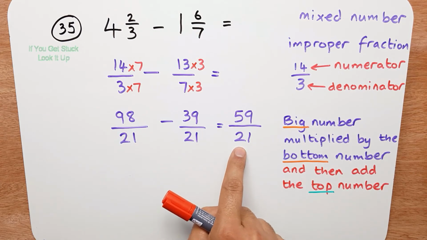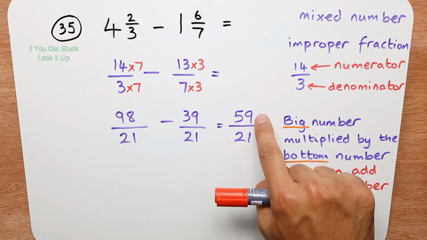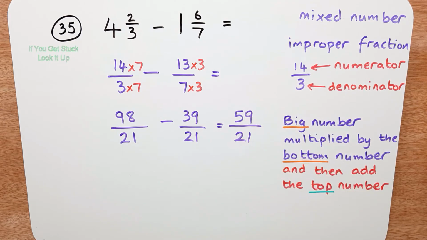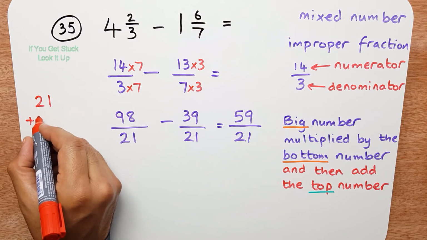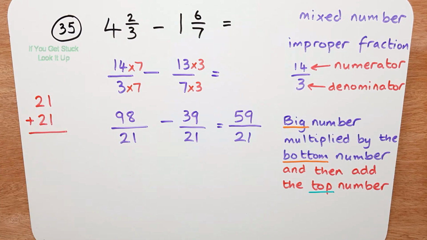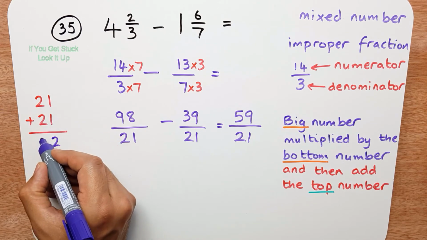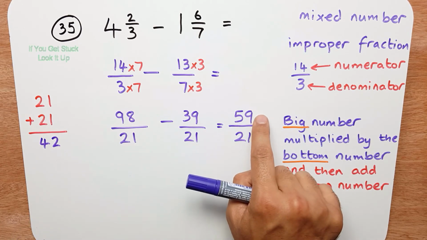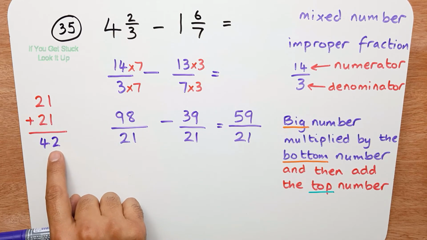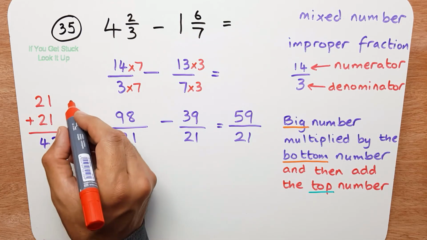Now I can write this as a mixed number. Now how do I do that? I ask myself, how many 21s can I get from 59? So let me try it. 21 plus 21. 1 plus 1 is 2. 2 plus 2 is 4. So I've now got 42, but I've got 59. The question is, can I get another 21? So let me try that.